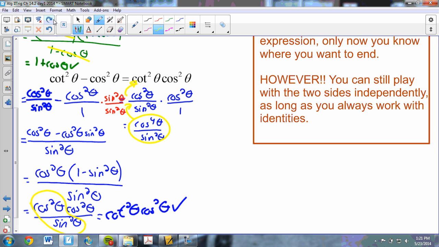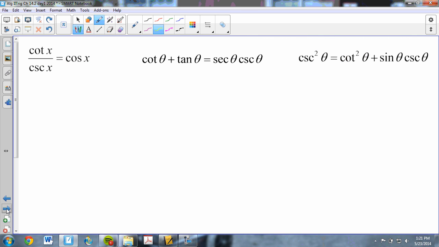So you're okay to this part here? Cosine squared, cosine squared, sine squared. Cosine squared over sine squared is cotangent squared. I would call these two problems medium. The next three I would call easy. These should be fairly straightforward for us.